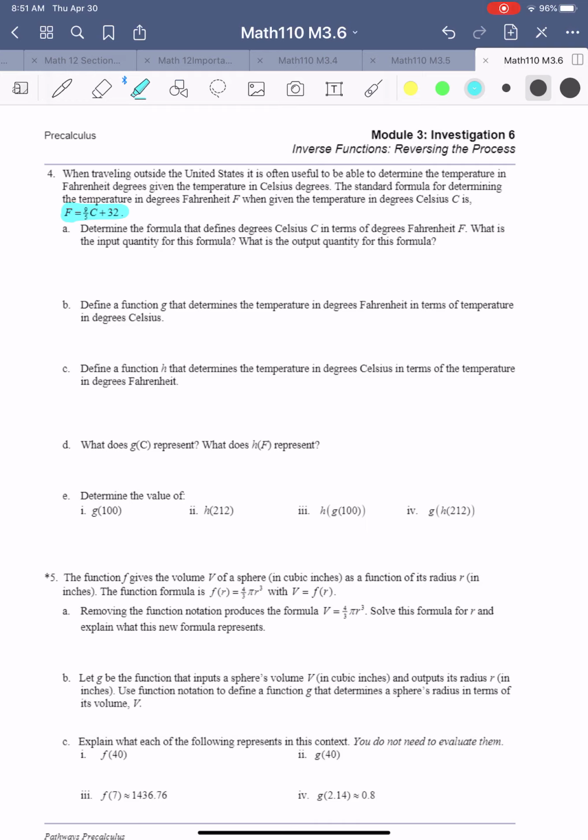So in part A, determine the formula that defines the degrees Celsius C in terms of the degrees Fahrenheit F. So we're going to solve for C this time. So F equals 9/5 C plus 32, and then we're solving for C.